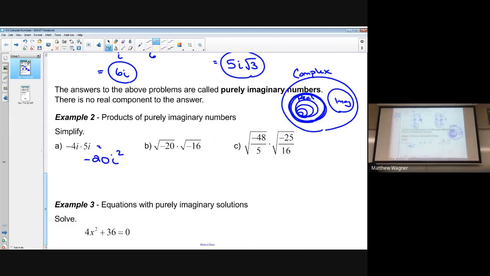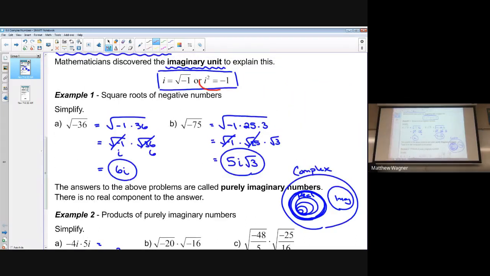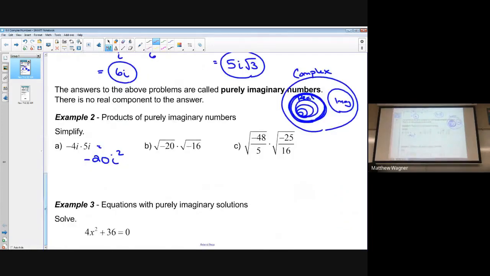The most important thing about today is whenever you see an i squared, that always equals negative 1. So you will never have an i squared in your answer. And as we write the answer down here of 20, I just want you to take that and let that soak in, if you will.